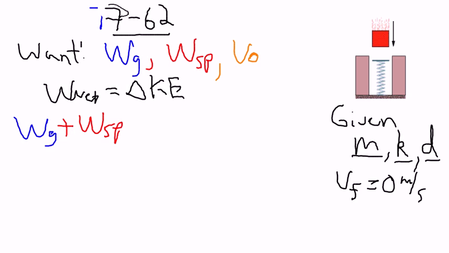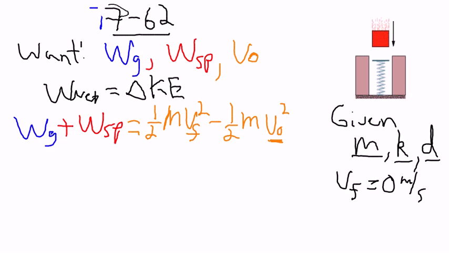plus the work done by the spring is going to be equal to the change in kinetic energy, which is 1/2 m v final squared minus 1/2 m v initial squared. So, if we can find our different works, then we should be able to solve for that initial velocity that we're asked for in part C, because we know the final velocity is 0.